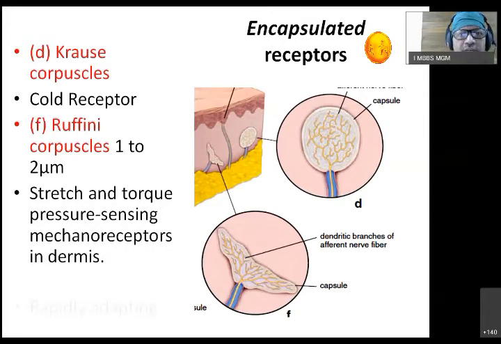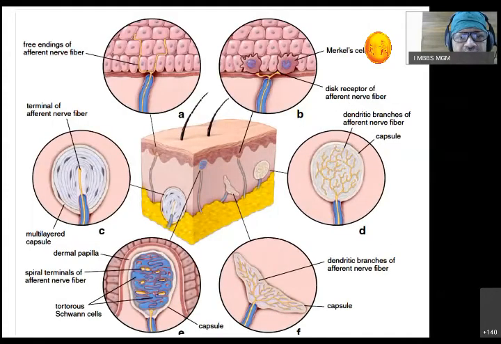Now, we'll go to the other important structure, which is a modification. This is just a revision. This is the Merkel corpuscle. Then this is a free nerve ending. Then this is the Pacinian corpuscle. Then this is going to be the Meissner's corpuscle. Then there will be the Ruffini corpuscle and Krause corpuscle. This is just a revision of all these things. Most of the receptors are shown here.